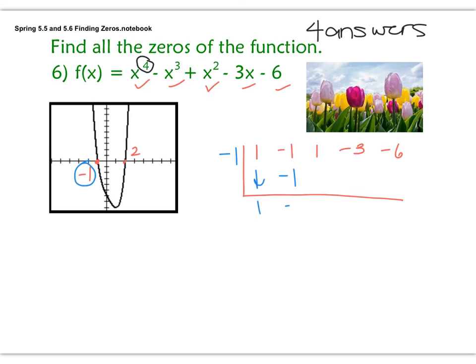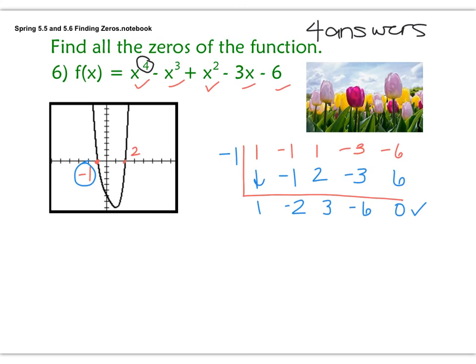If we add, we get -2. Multiply -1 and -2 gives me +2. Add gives me 3. Multiply -1 and 3 is -3. Adding gives me -6. -1 times -6 is +6. And I get a 0. So I know I'm good there. I got the 0 at the end.